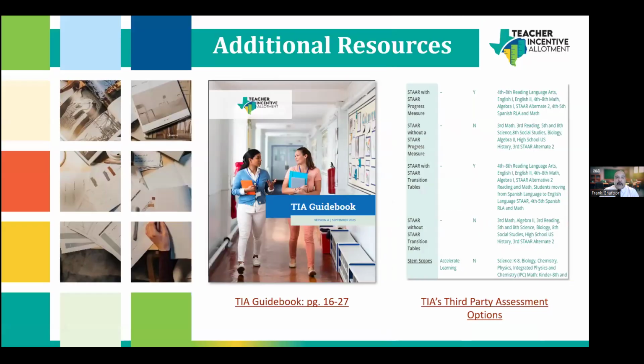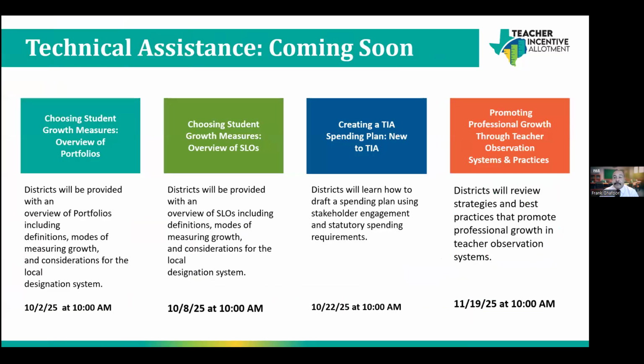While you do that, want to go over some additional resources. These are 2 things you should bookmark. This is the updated TIA guidebook for the 25-26 school year that is now available. You can find it at the link on this page. And as we've mentioned earlier, our TIA third-party assessment options list is going to be a great resource as you figure out what is available in the assessment market. What can I plug and play? What do we need to do more research on, etc. So those are two great resources as you go into developing your system.